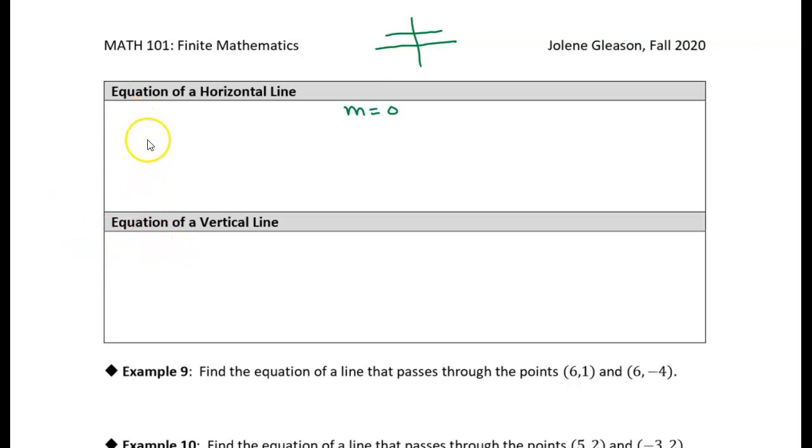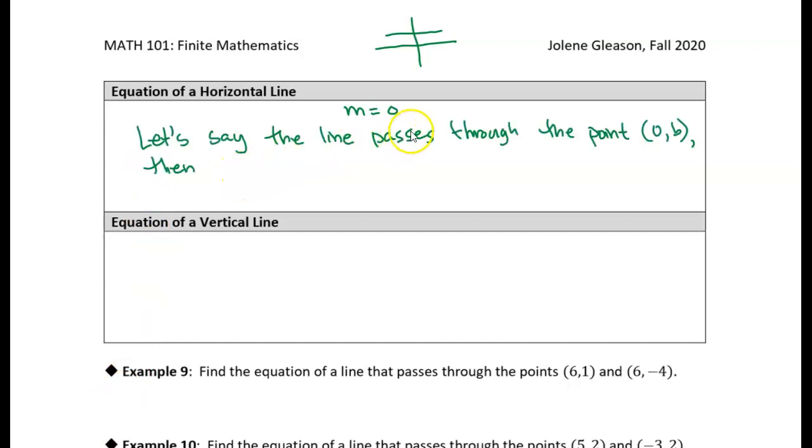So if we say that the line passes through the point (0, b), then the slope is 0 and the y-intercept is b. If we use the slope-intercept form of a line, we have y equals 0x, right? 0 times x plus b. Now 0 times anything is 0. So what we end up with is the equation for a horizontal line looks like y equals b. Okay, y equals b.